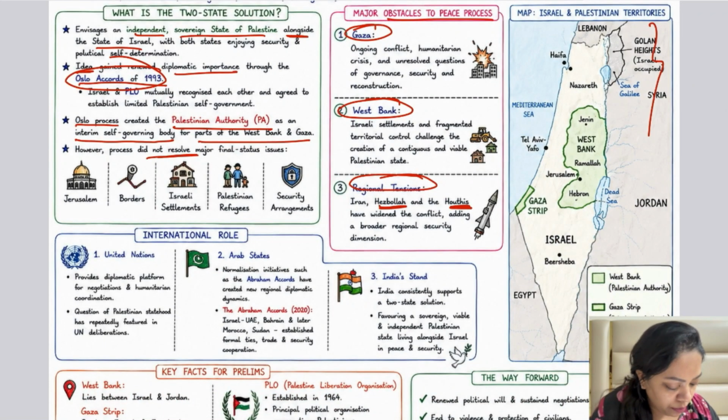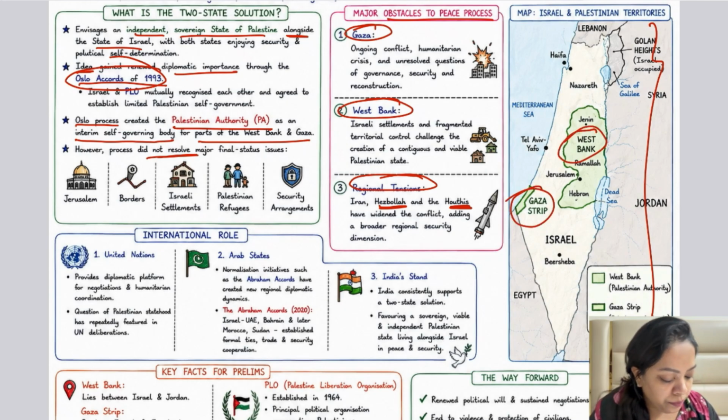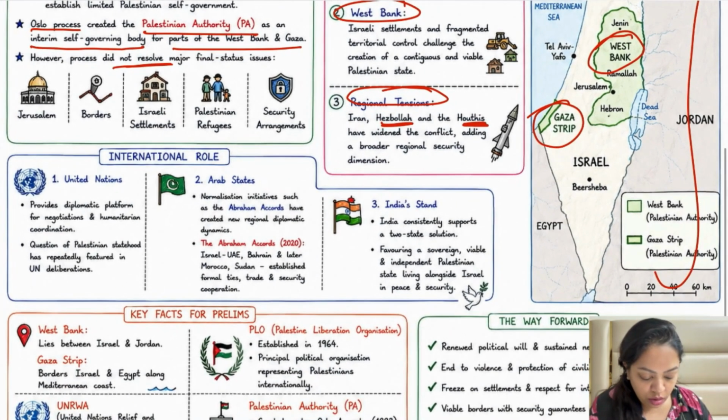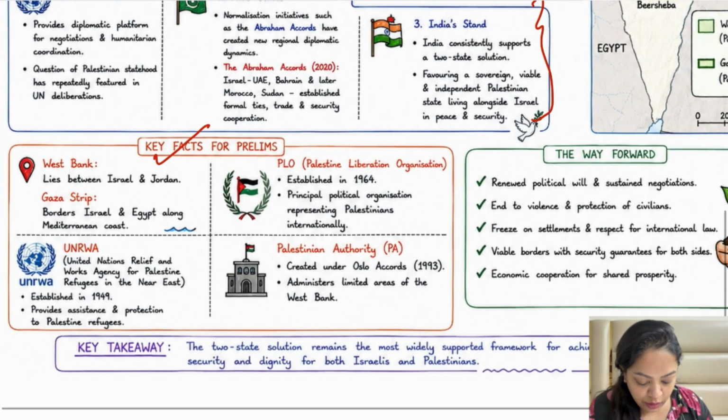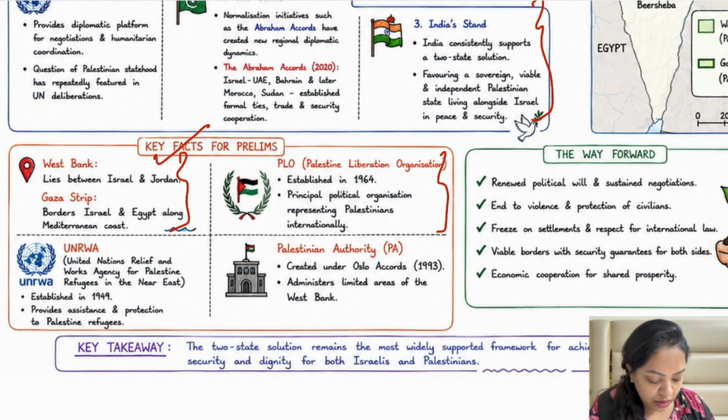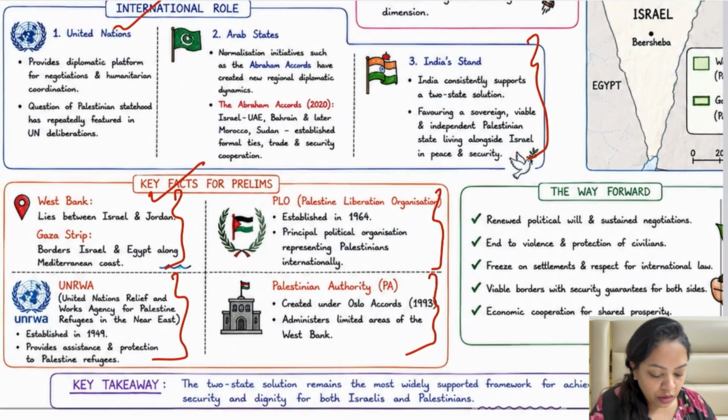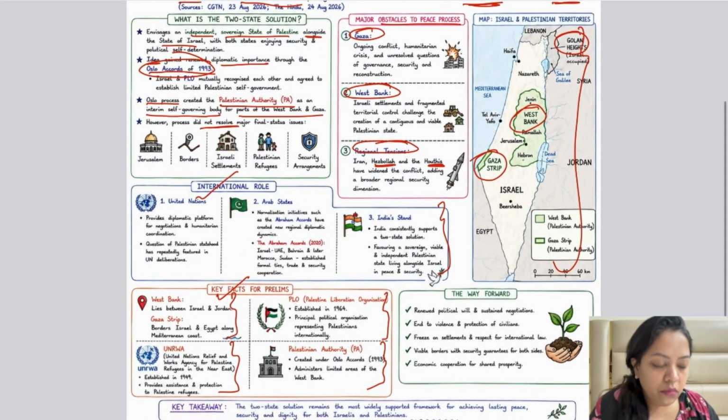Now this is the basic map. You should know all the important entries of this map. You can be asked in prelims, right? So just give it a quick look so that you know. Now the international role has been briefly given. Just give it a reading. Key facts for prelims related to West Bank, PLO, Palestinian Authority, and UNRWA have been given. Give it a reading. You should have a mostly brief idea about the two-state solution and the mapping aspects of this particular region. This has more chance of being asked.